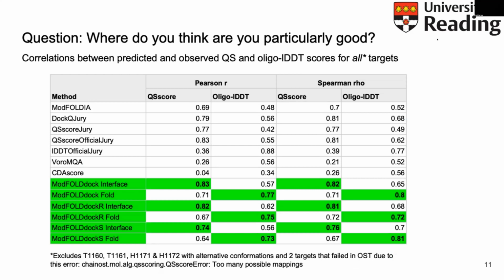We also expected that ModFOLDdock would perform the best overall on the correlation metric, because that's what it was tuned for. That's what we designed it for. And the data also shows that the single model methods that we used are not so good at the correlations, but perhaps they're better at ranking the top model, but we don't have that data yet.